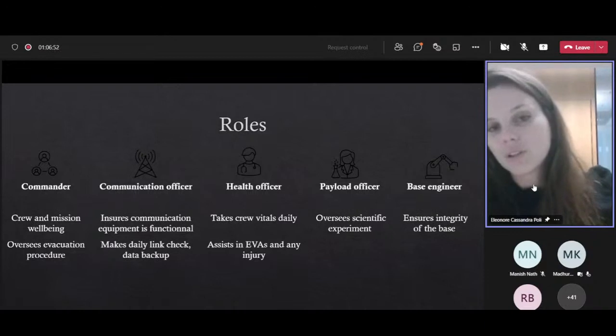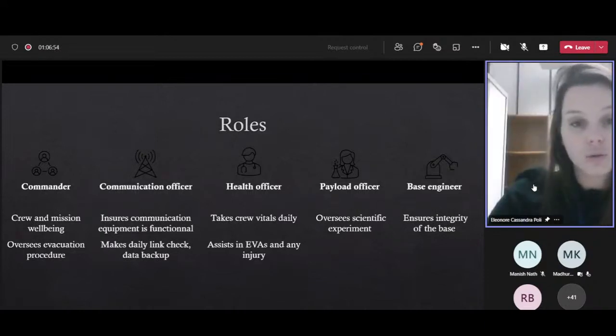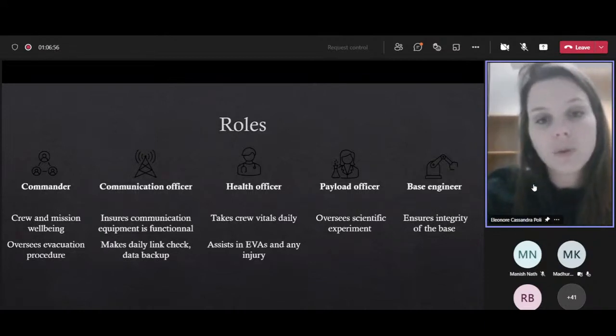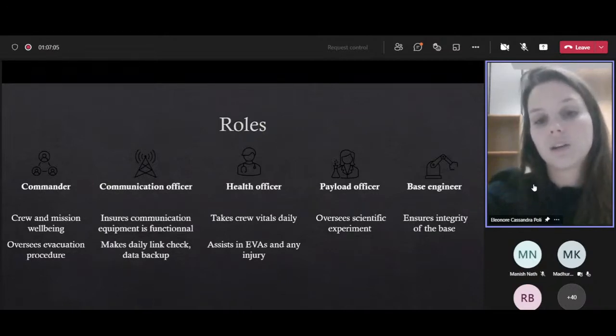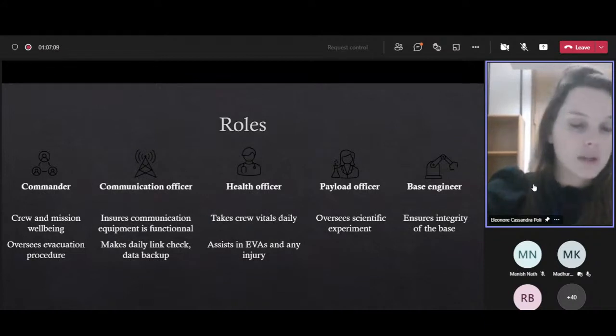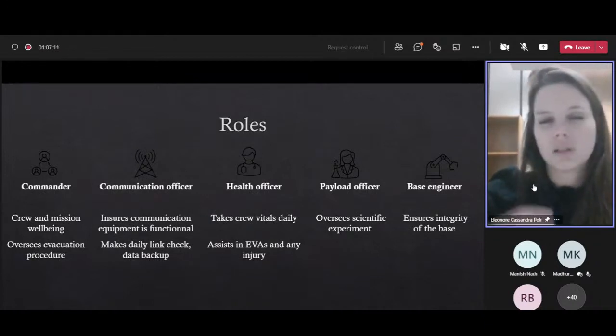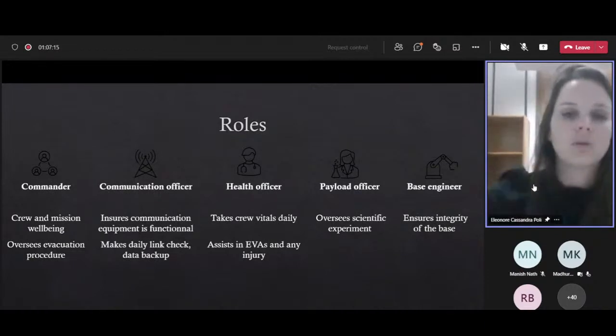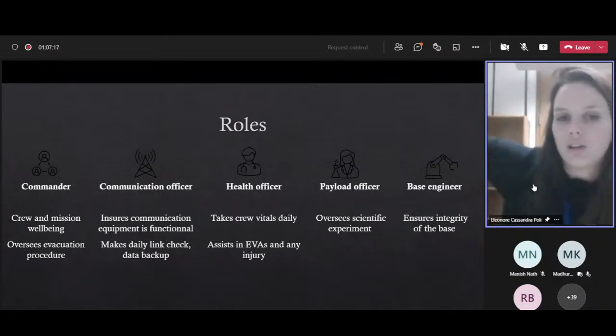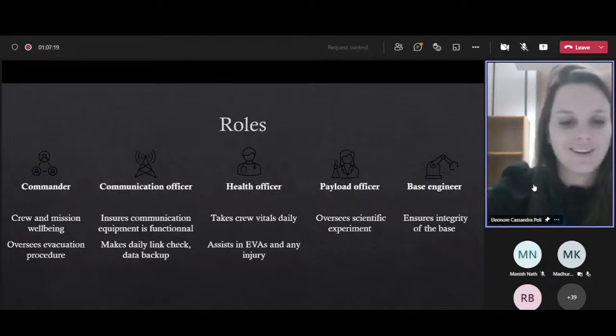Then we have health officers. Usually it's good to have at least 2 or even more, depending on the size of your crew, and they will not only take crew vitals every day to have an idea of how we're doing, but they will also assist in EVAs in case of any injury. Why EVAs? In EVAs, you're wearing a spacesuit, okay? So usually it's a bit foggy, or you can't see super well. It's a bit warm. You know, a bit like this bonhomme Michelin, not walking really well.